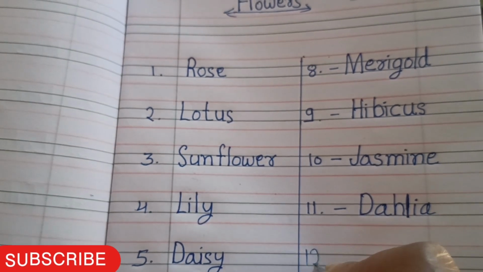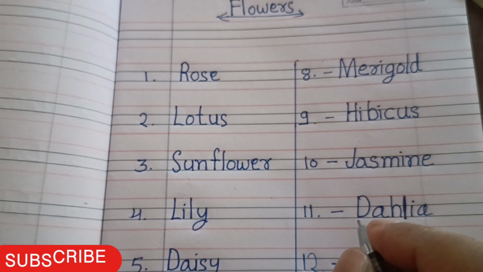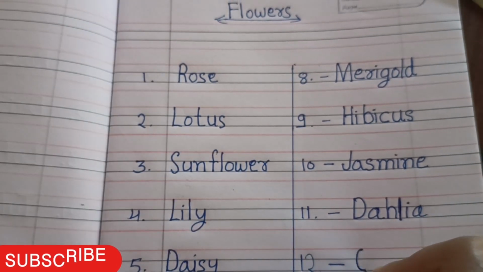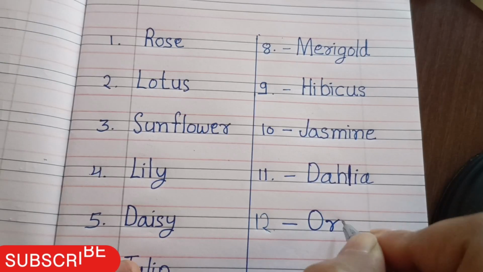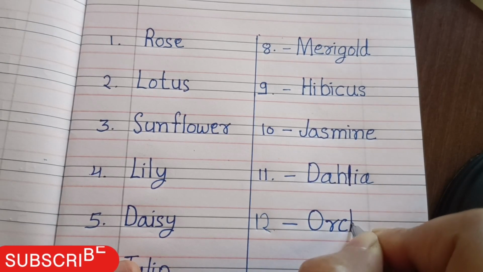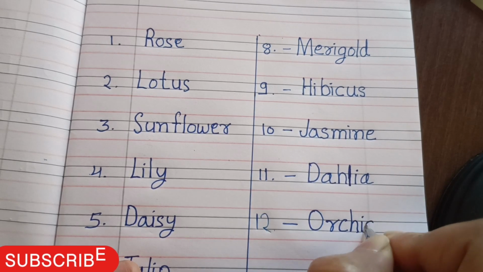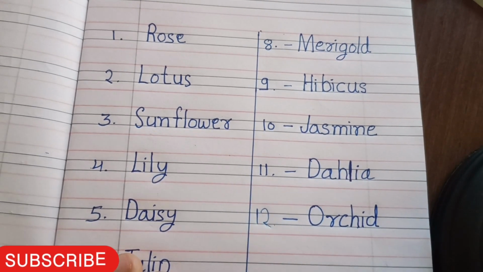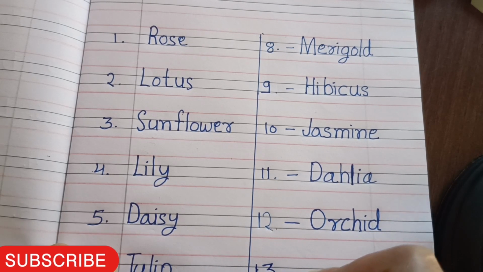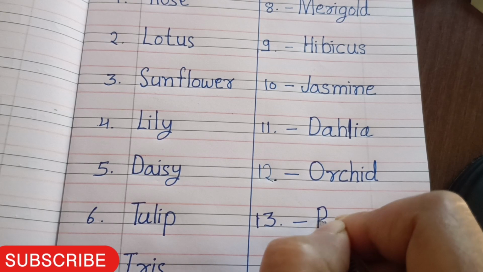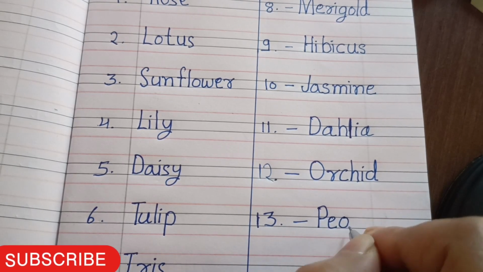Twelfth is orchid. O-R-C-H-I-D, orchid. Thirteenth is peony. P-E-O-N-Y, peony.